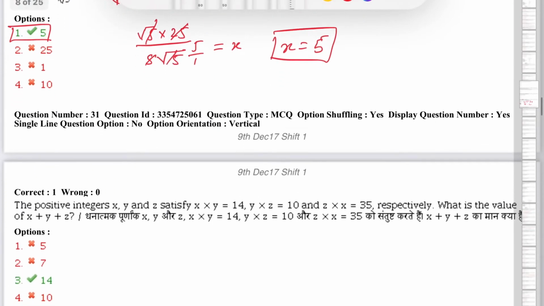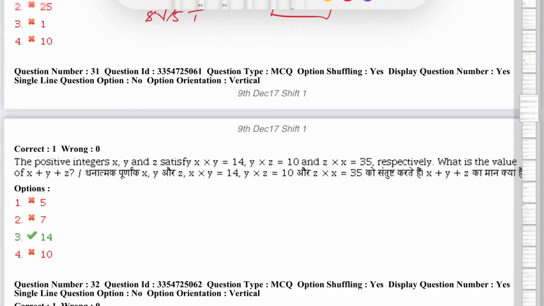Now moving to the next question: the positive integers x, y and z satisfy x into y is 14, y into z is equal to 10, and z into x is equal to 35. What is the value of x plus y plus z? We have to find the value of x plus y plus z. There are two methods to solve it, but we can solve this question just by looking. I'll show you how you can do it.